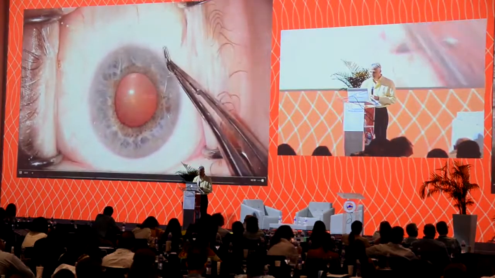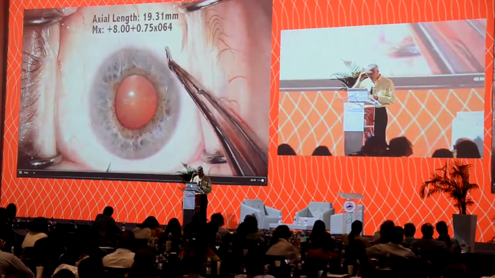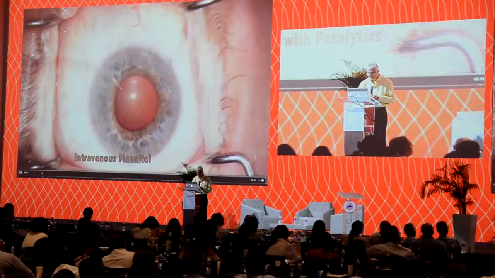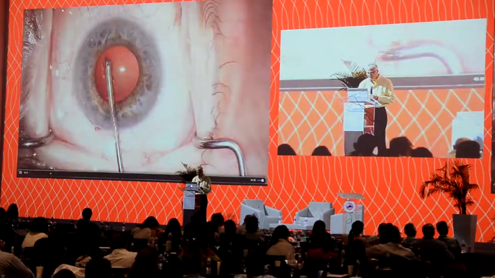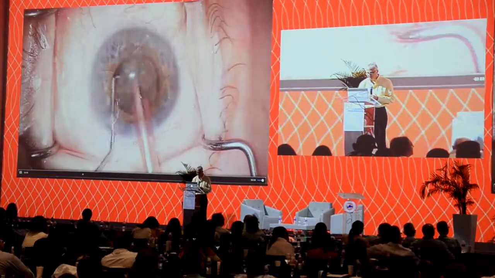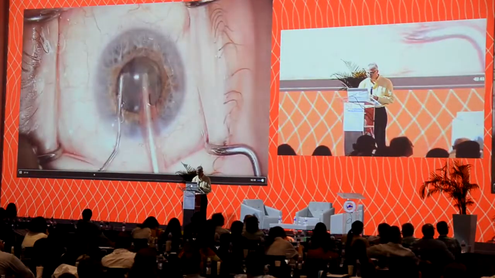Here's a video that I'm going to run through, and I think I'll zip through it a little quicker. This is a 19 millimeter eye. You can see the superior iridotomy, which is almost always present in these cases, and it really looks mostly like a fairly routine case, in fact.